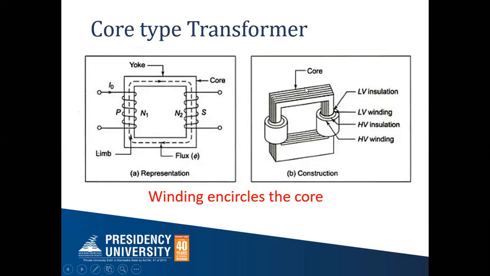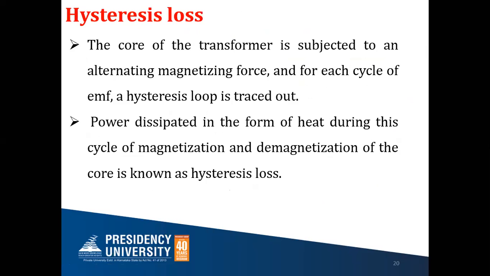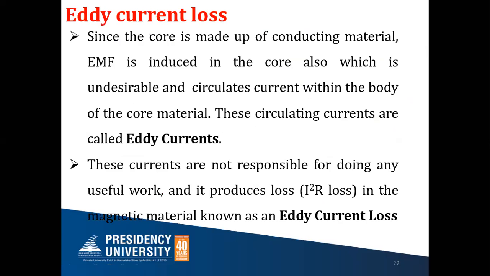Whenever the current is present here, it will face the resistance of the core, so it will make a loss. That kind of loss we call eddy current loss. So eddy current is nothing but circulating current inside the core. Whenever the current is present, there will be a small amount of loss inside the core, and that loss we call eddy current loss. Even though the core is a poor conductor, there will be some current that produces some loss.